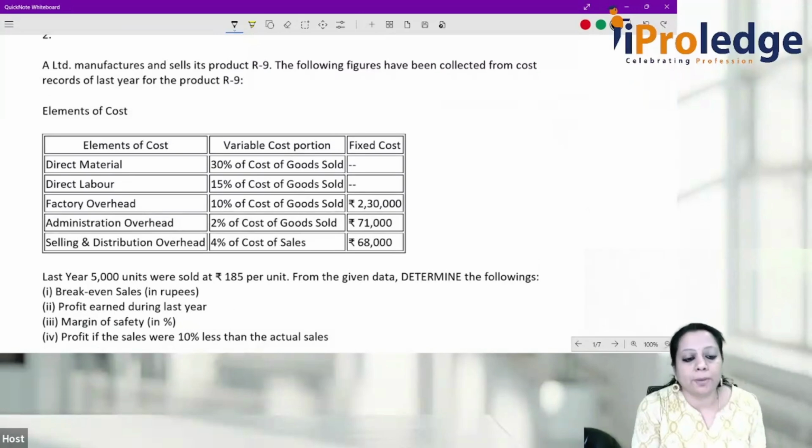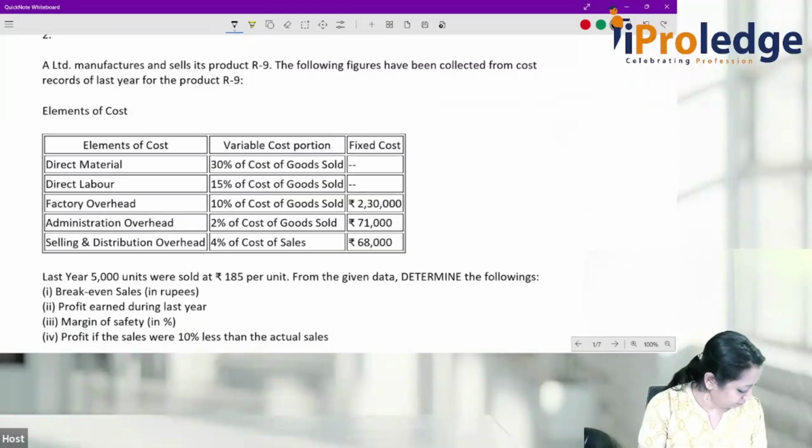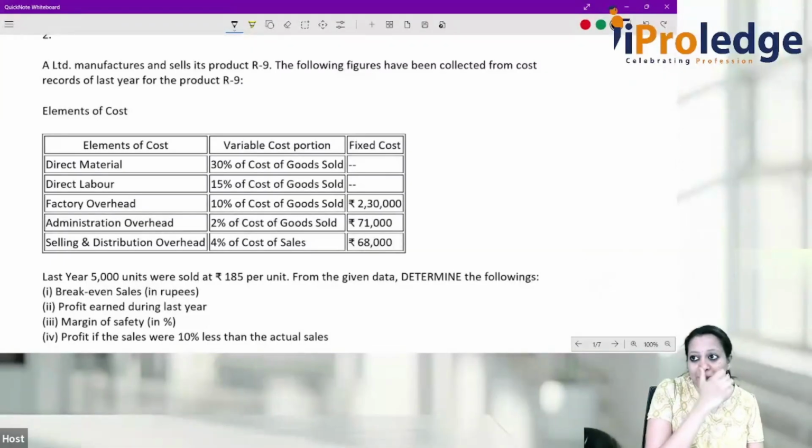Next, let's go to this problem. We have to go for lunch also, so we'll finish this problem. A Limited manufactures and sells product R9.